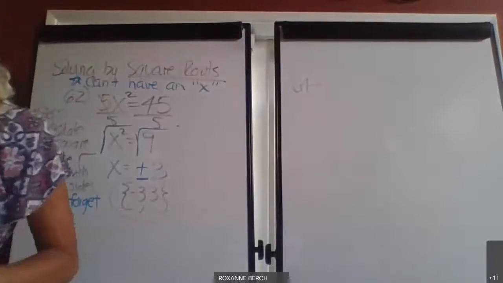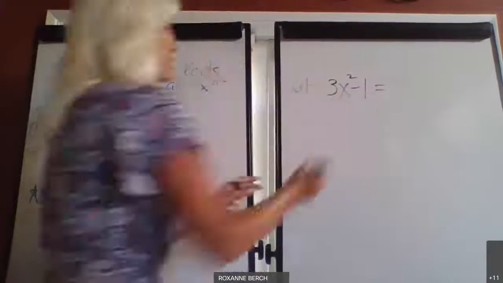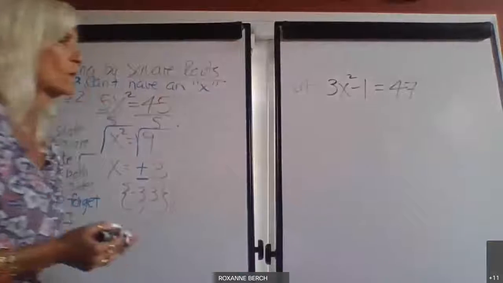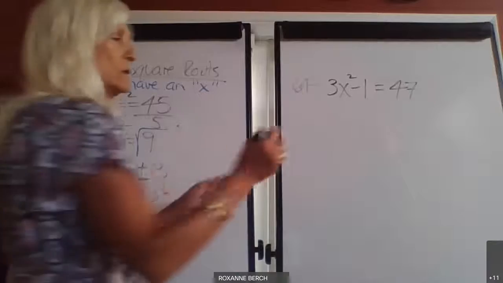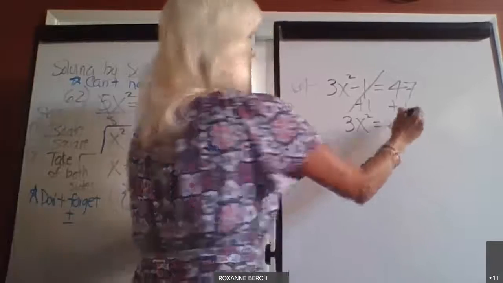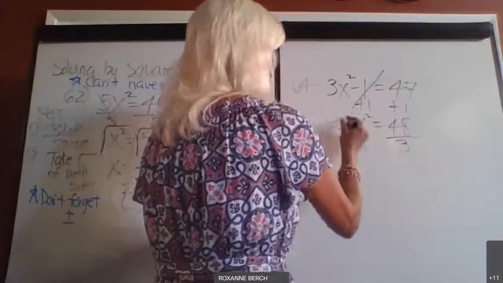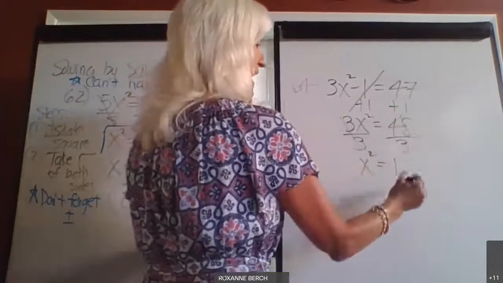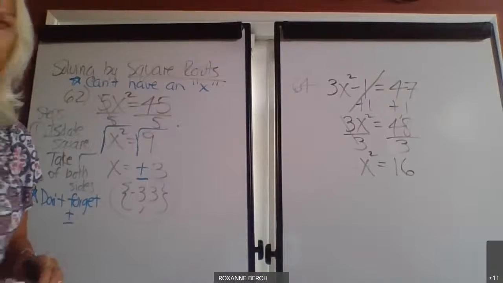So I'll do number 64. Number 64 looks like 63. So you have 3x squared minus 1 equals 47. So follow the steps. We're not going to set it equal to 0 like factoring. We're going to isolate the square. So you're going to add 1 to both sides. And you get 3x squared equals 48. Well, those numbers are divisible by 3, so I'm going to simplify. 3 times what is 4? 1 with 1 remainder. 3 times what is 18? 6. If you didn't follow that, let me know. I can show you again.